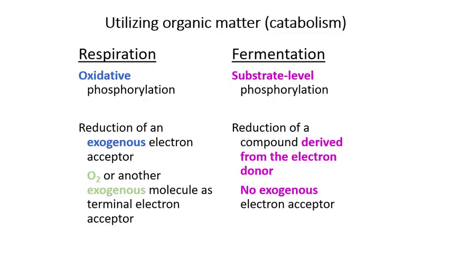One way that microbes can catabolize is by using organic matter. There are two main methods of using organic matter. One is respiration. It can be either aerobic or anaerobic. And the other main way of using organic matter as a microorganism is via fermentation. Respiration is oxidative phosphorylation. It's the reduction of an exogenous electron acceptor, and O2 or another oxidant is used as the terminal electron acceptor. With fermentation, we have substrate-level phosphorylation. It is the reduction of a compound derived from the electron donor, and there's no exogenous electron acceptor.